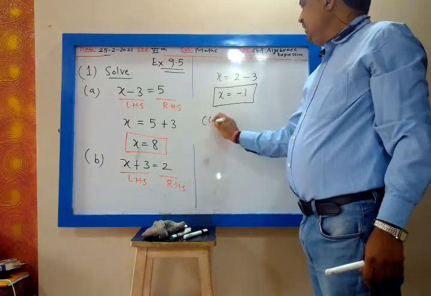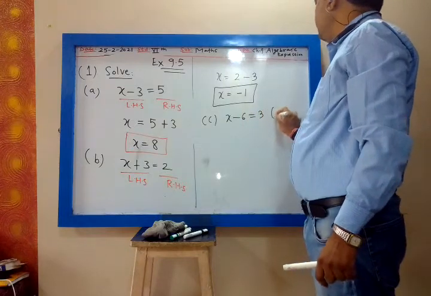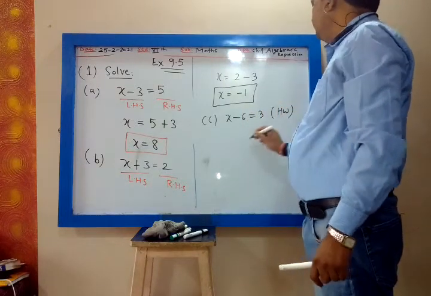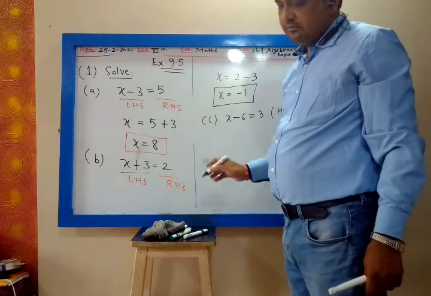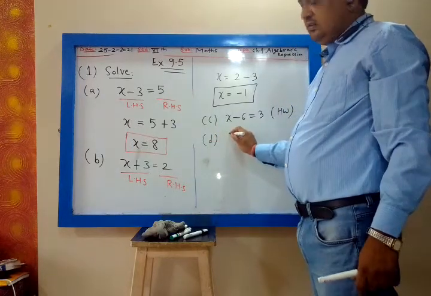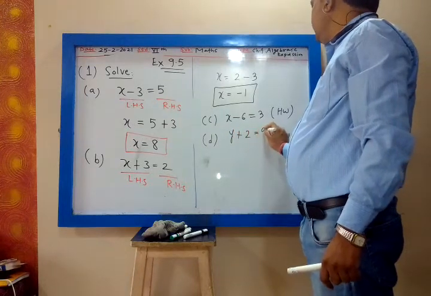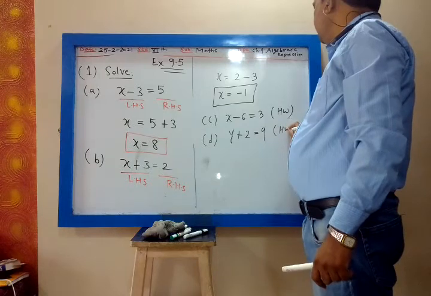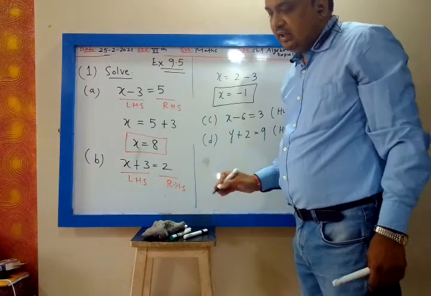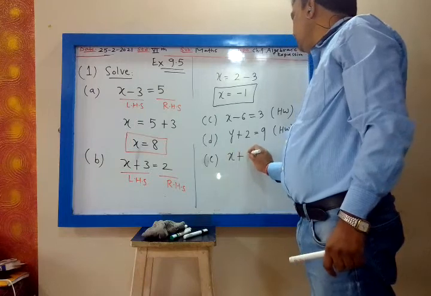Then see, x minus 6 is equal to 3. This will be homework. Right. y plus 2 is equal to 9. This is also homework. Then E, x plus 2 is equal to 2.